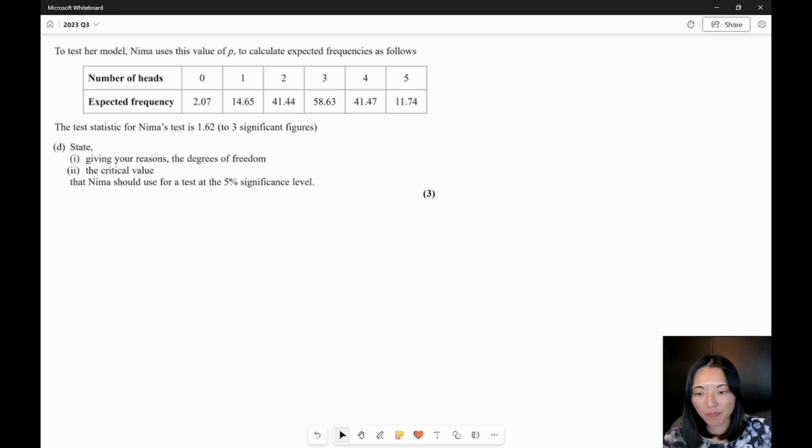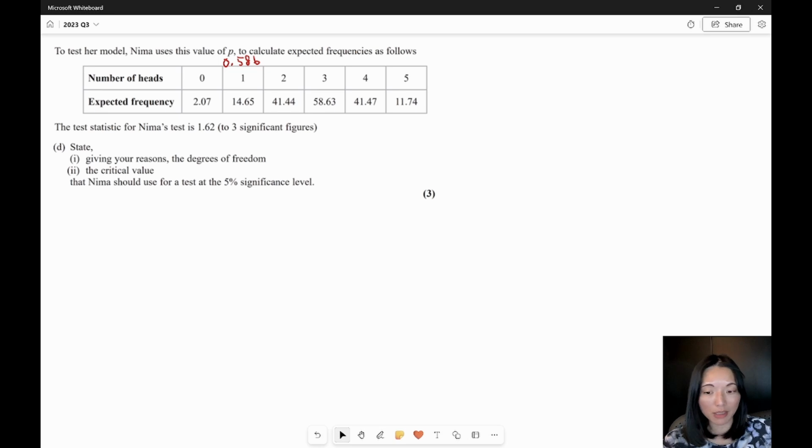So let's look at part D. In the question, it says, to test a model, Nema uses this value of p. Let's remember the value of p was 0.586 to calculate expected frequencies as follows. Then we are shown a table of the expected frequencies. The test statistic for Nema's test is 1.62 to 3 significant figures. The question is asking us to state the degrees of freedom and the critical value at the 5% significance level.